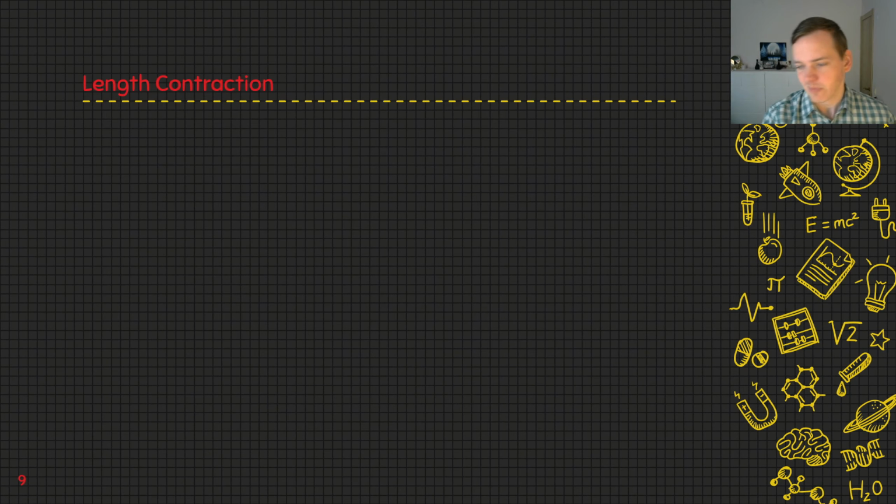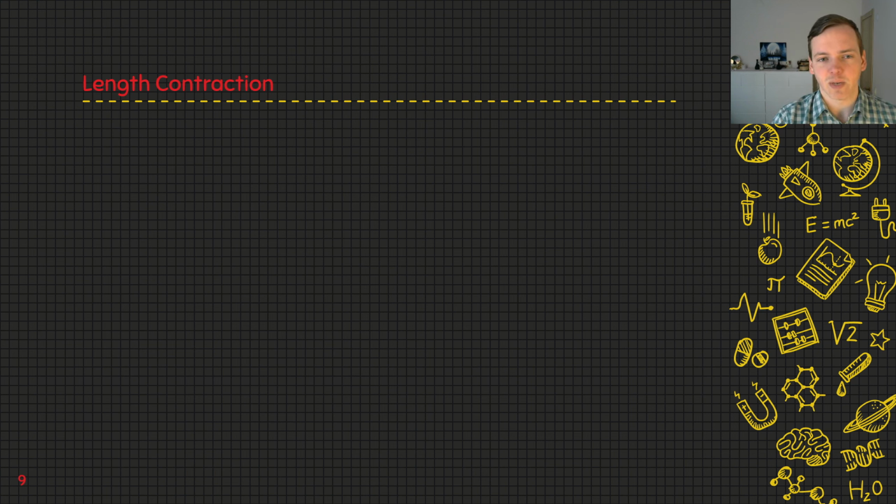So the big thing with length contraction, we're not going to spend a lot of time doing the math because it relates back very similarly to the time dilation. But if you're curious and want to see the derivation, you can look it up online or you can ask, and I'll be happy to run through that with you.